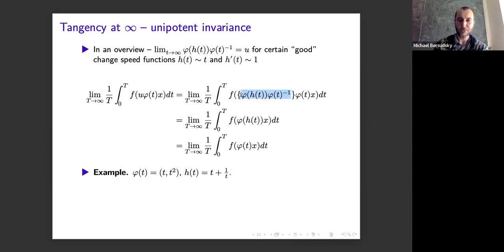So using uniform continuity, those right-hand side and left-hand side are the same. And then you see this phi of t cancels, and instead we get phi of h of t. But now substituting a variable using this fact that the derivative is essentially a constant, we get the original integral. So the average along the left translation is the same as the original average.